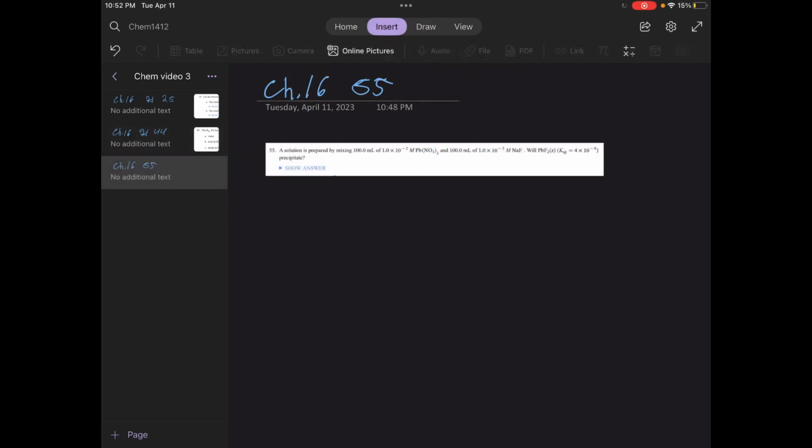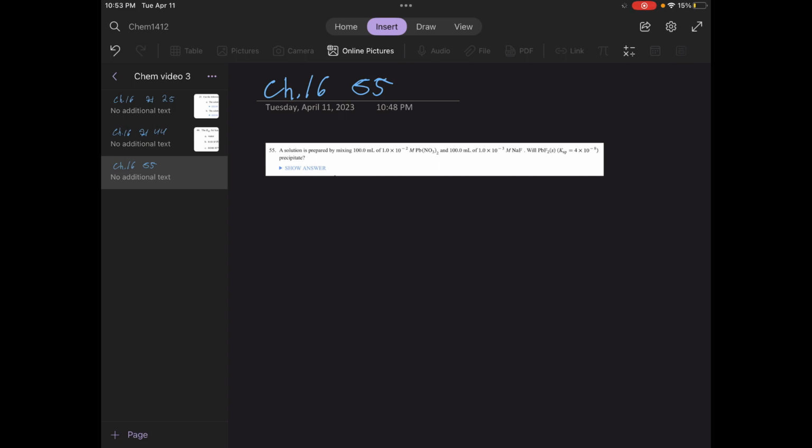Hello, and this is number 55. So here, number 55, a solution is prepared by mixing 100 milliliters of Pb(NO3)2 and 100 milliliters of 1 molality of NaF. And here it's asking, will PbF2 solid with its Ksp value precipitate?